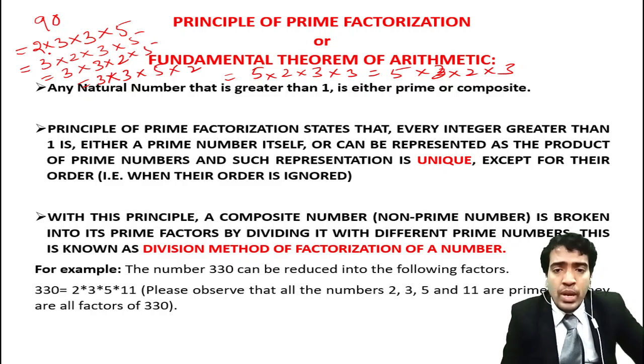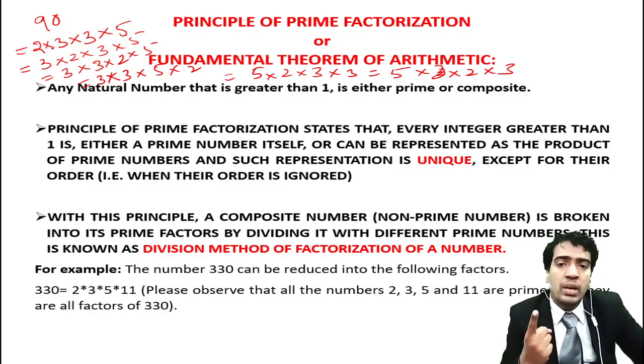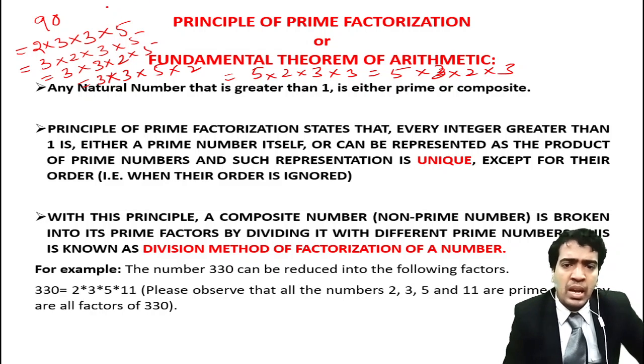However, if you ignore their order, you can represent the number 90 as a product of only one 2, two 3s and one 5. This is the unique representation that we are talking about. What does the principle of prime factorization say? Every number greater than 1 is either a prime number itself, let us take the number, say, maybe 23.